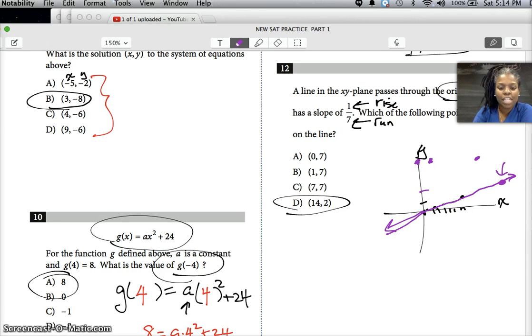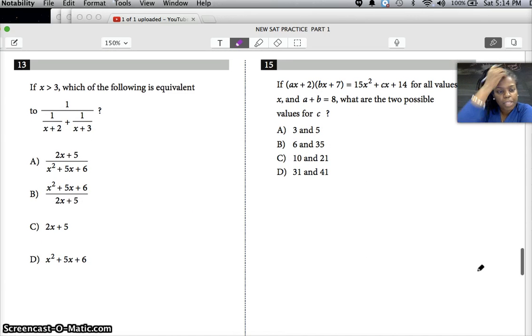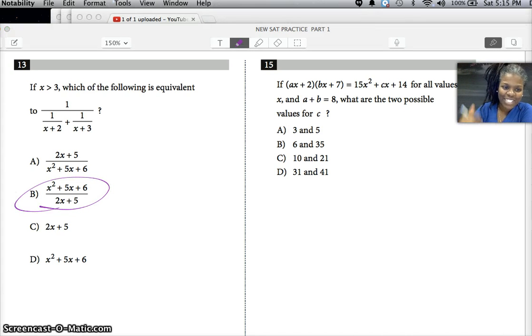All right. Number 13, we are getting to the end of this section. Number 13, if X is greater than 3, which of the following is equivalent? Let me give you the answer and then we'll talk about it. Okay, so my answer is B. Which one of these is equivalent? A couple of ways to do this.